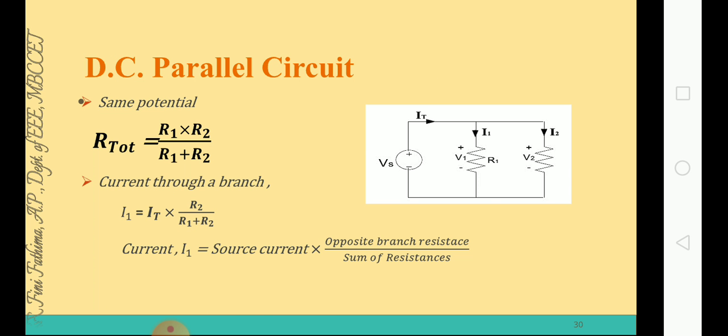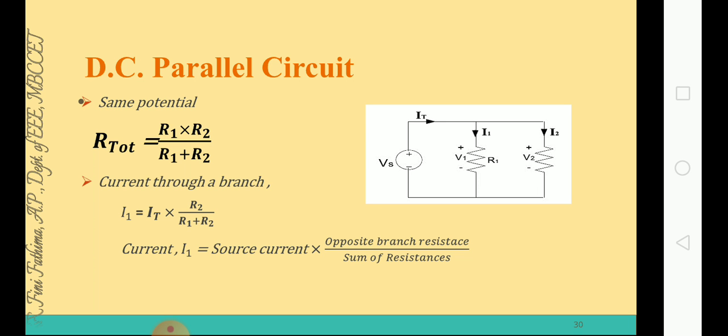In short, if I have to summarize the parallel circuit, what is a parallel circuit? It is a circuit where the similar ends are connected to a common point. That is, in a parallel circuit, the starting ends are connected to a common point, while the finishing ends are connected to some other common point. So, in a parallel circuit, the potential across all the parallel paths will be equal. And after that, we found the total resistance.